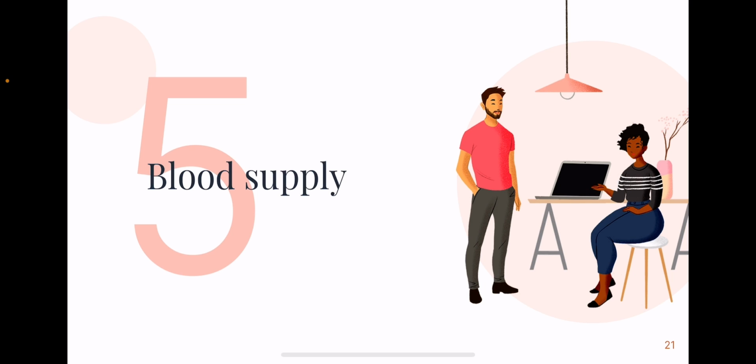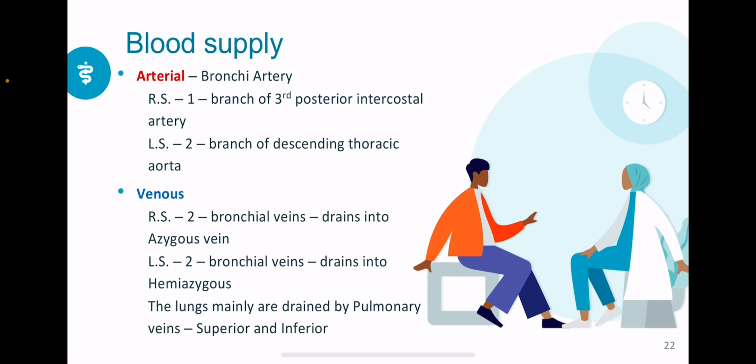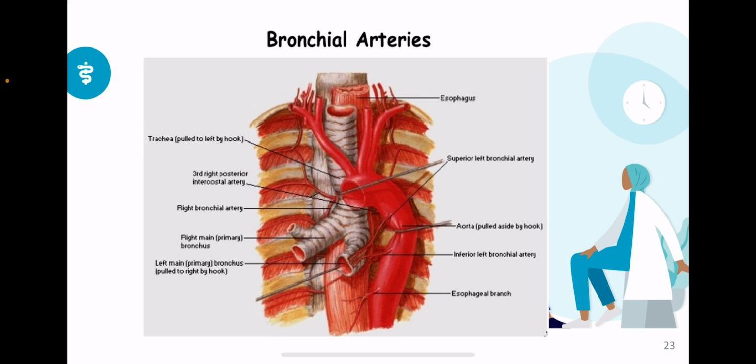Now we talk about the blood supply. When talking about the blood supply, we start by talking about the arterial blood supply. It's supplied by the bronchial artery. The right side has one branch of the third posterior intercostal artery, and the left side has two branches of descending thoracic aorta. And then when we talk about the venous blood supply, the right side has two bronchial veins which drain into the azygos vein, and the left side has two bronchial veins which drain into the hemiazygos vein. The lungs mainly are drained by pulmonary veins, the superior and inferior. This image shows a picture of the bronchial arteries.